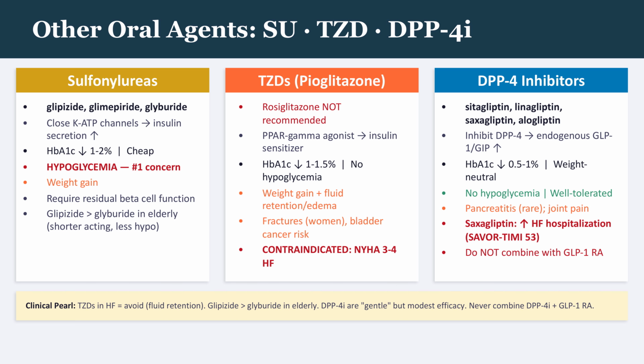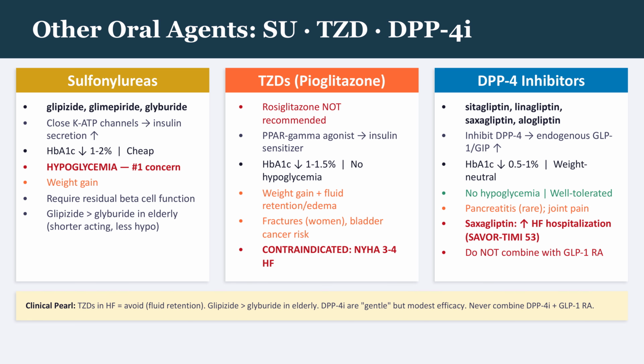These agents are still on your boards and still used in practice, just less often than the newer classes. Sulfonylureas, glipizide, glimepiride, glyburide, stimulate insulin secretion by closing ATP-sensitive potassium channels on the beta cell, which triggers calcium influx and insulin release. They drop HbA1c by 1 to 2% and are cheap. But the trade-off is significant. They require residual beta cell function to work, and they cause hypoglycemia and weight gain. If you give sulfonylureas to someone who skips a meal or drinks alcohol, you get dangerous hypoglycemia. In elderly patients, glipizide is preferred over glyburide because it's shorter acting with less hypoglycemia risk.